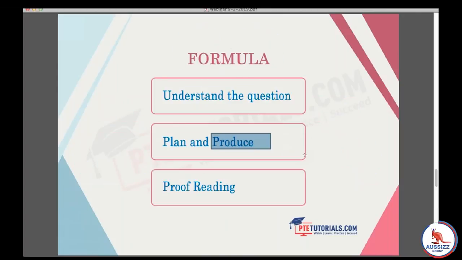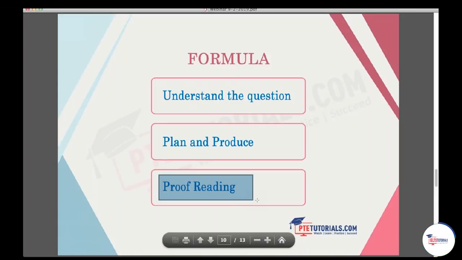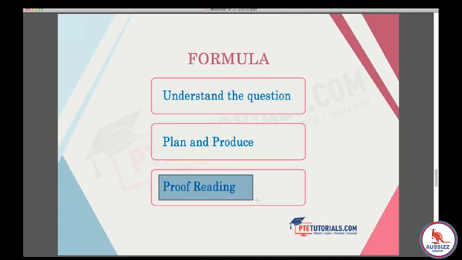Next is proofreading. This is very important. Coming to proofreading, most of the students feel like they have given 100% in their essay. As you know, some tips, some structures here.